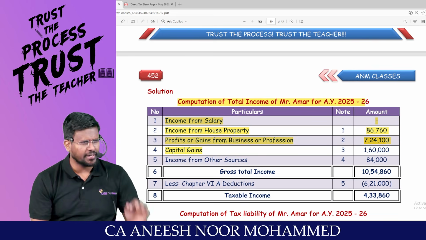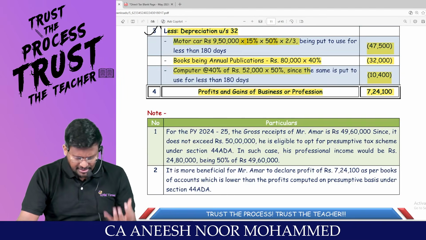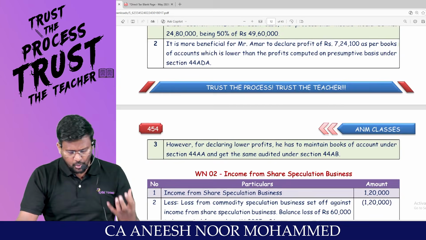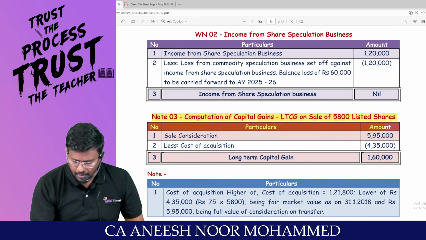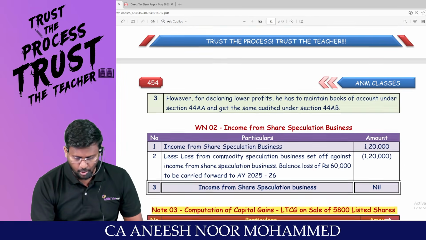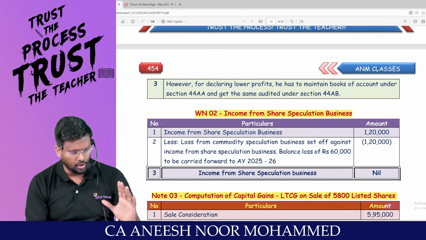Coming to one more additional head, capital gains. First of all, what is the capital asset that you finalize? My dear lovable students, the capital assets are listed equity shares. Before that, only profession we have done. One more, the share speculation business is there. That loss we will set off.